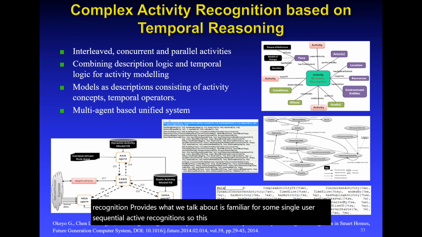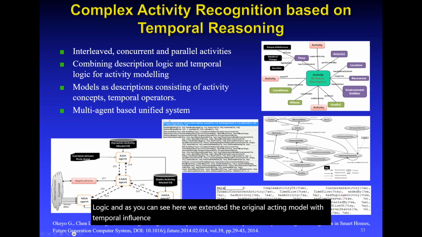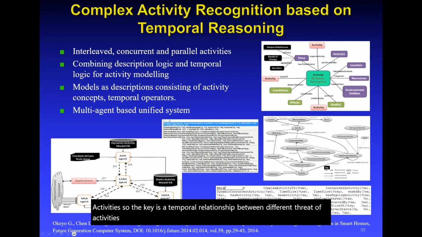So this one we focus on activity recognition for interleaved, concurrent, and parallel activities, for which we use description logic combined with temporal logic. And as you can see here, we extended the original activity model with temporal inference. Yeah. And then because it's parallel or concurrent, that involves multiple activities. So the key is the temporal relationship between different threads of activities. So again, you see here we use ontology to characterize the different sensor data and activities and create inference rules.